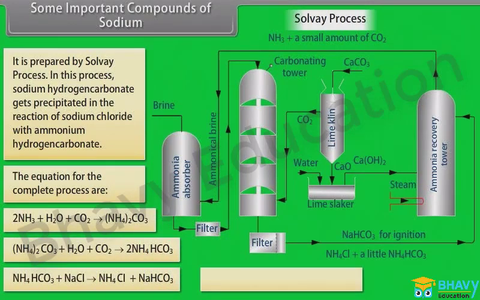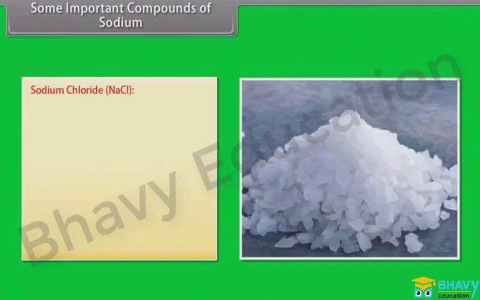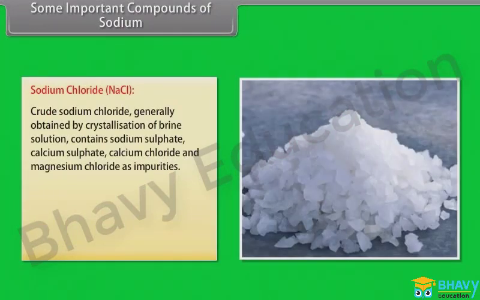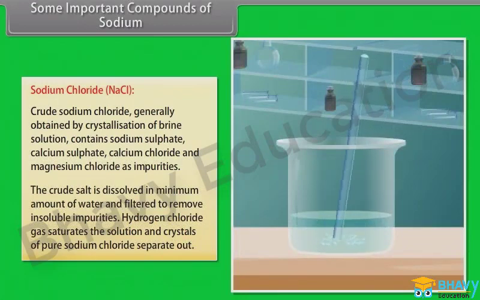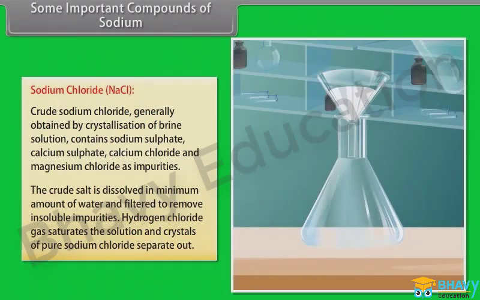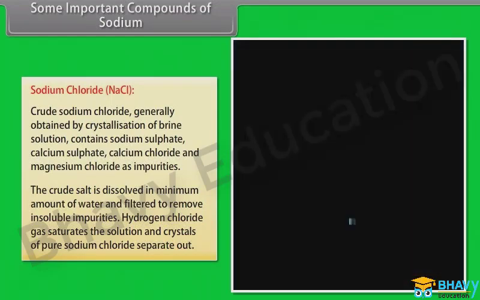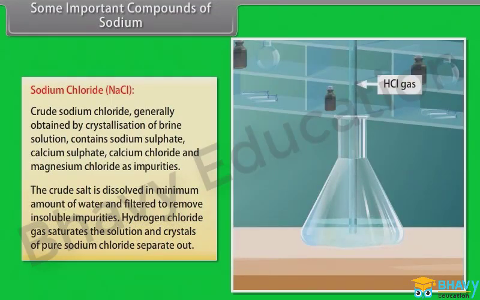Sodium chloride. Crude sodium chloride, generally obtained by crystallization of brine solution, contains sodium sulfate, calcium sulfate, calcium chloride, and magnesium chloride as impurities. The crude salt is dissolved in minimum amount of water and filtered to remove insoluble impurities. Hydrogen chloride gas saturates the solution and crystals of pure sodium chloride separate out.